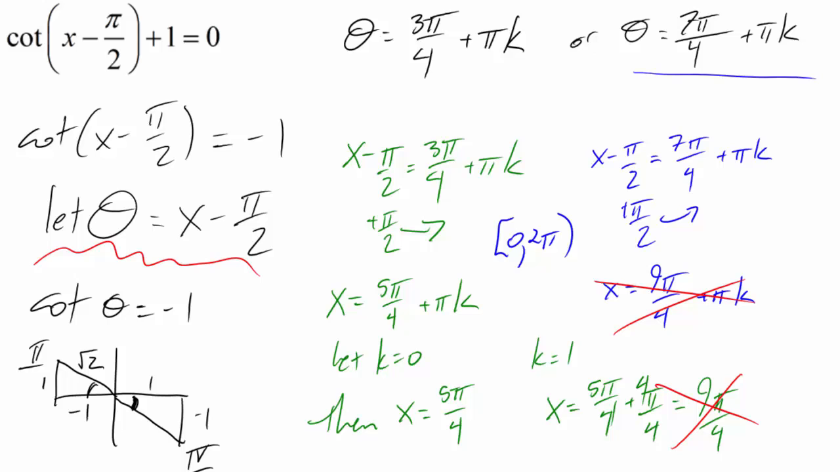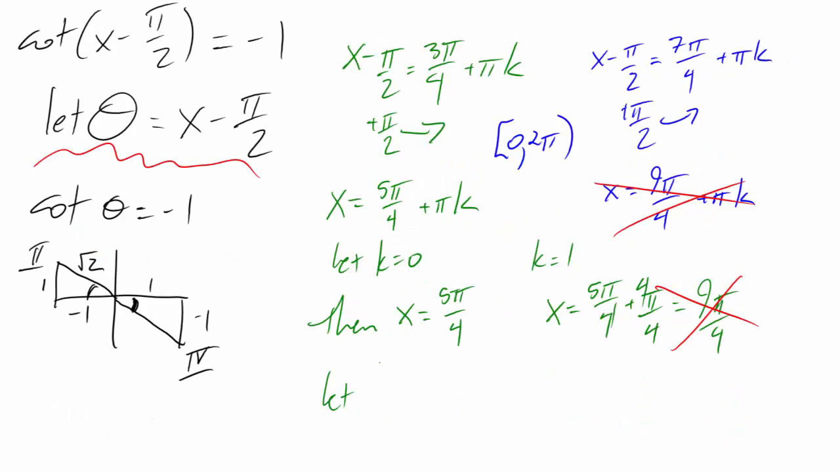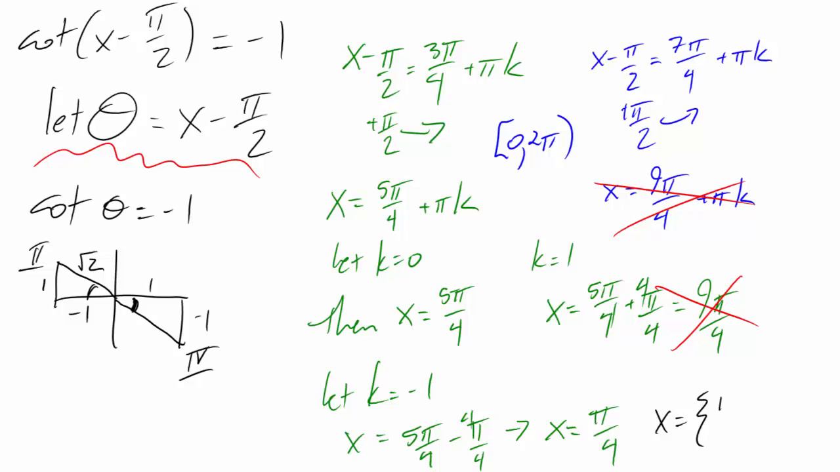So what we're going to do here is let k equal -1. x is going to be equal to 5 pi over 4 minus pi, which we'll call 4 pi over 4 with our common denominator. So that tells us x is equal to 5 minus 4, which is 1 pi over 4. So our solution set for x will be pi over 4 and 5 pi over 4.